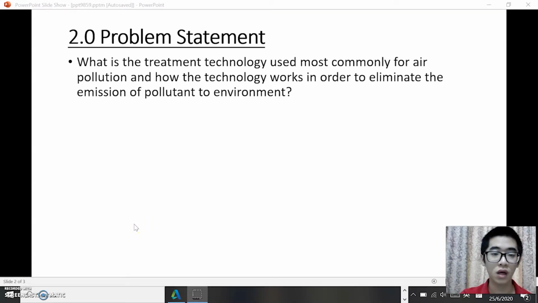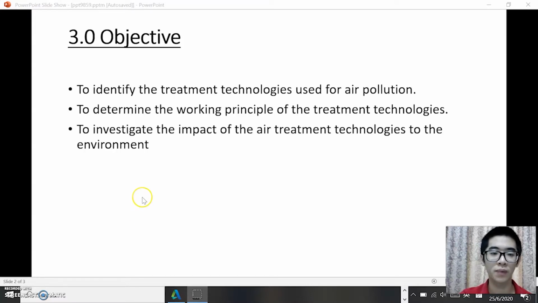Next, our problem statement. We focus on what treatment technology is used most commonly for air pollution and how the technology works in order to eliminate the emission of pollutants to the environment. In our study, we aim to identify the treatment technology used for air pollution, to determine the working principle of treatment technologies, and to investigate the impacts of air treatment technologies on the environment.